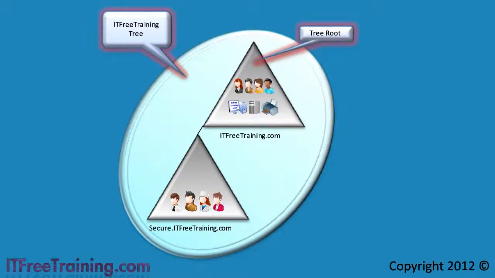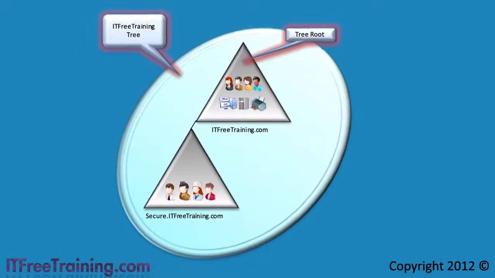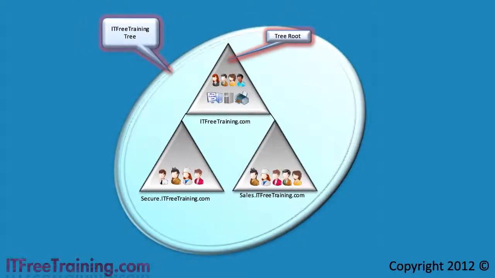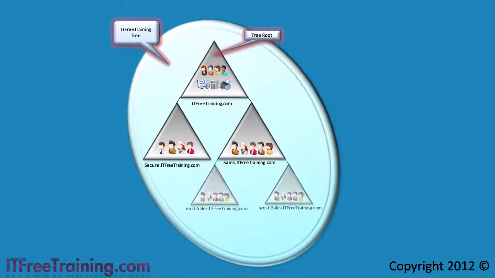To illustrate this better, you could add yet another domain called sales. As long as sales shares the itfreetraining.com namespace, it is part of the tree. Under sales.itfreetraining.com, you could even add additional child domains called East and West. All these domains share the IT Free Training namespace and thus are considered to be in the same tree in Active Directory. Each domain, however, has its own group of users and computers, and thus each domain has its own Active Directory database.